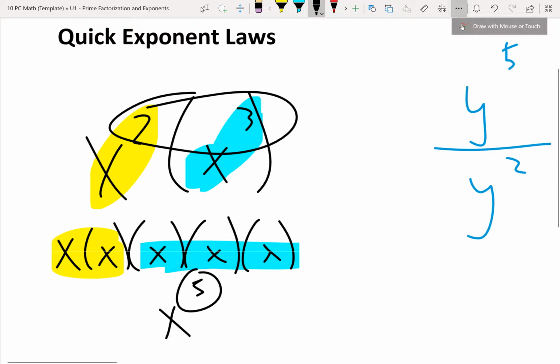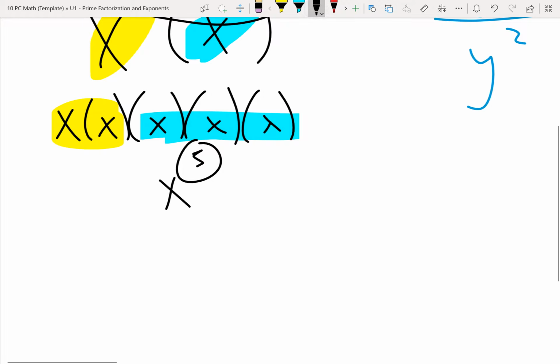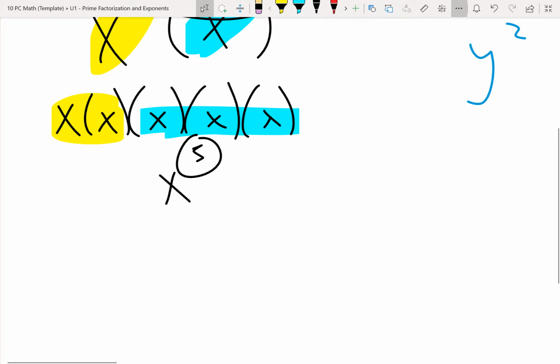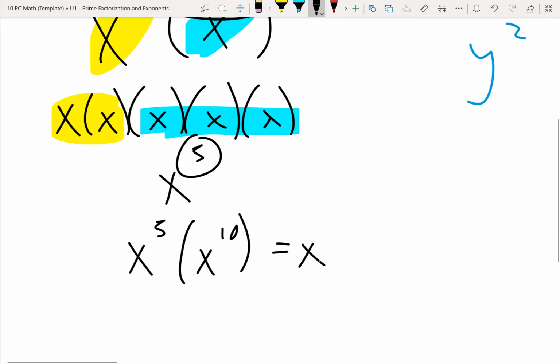So if we have any kind of exponent multiplication in the future, so like x to the power of 5 times x to the power of 10, we can just add those together. It becomes x to the power of 5 plus 10, which is just x to the power of 15.